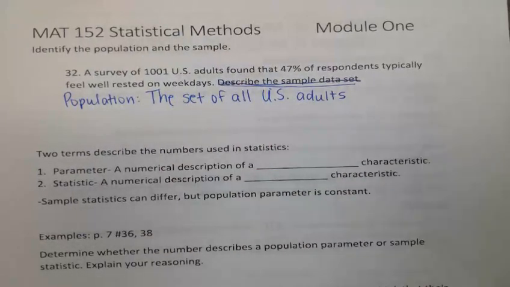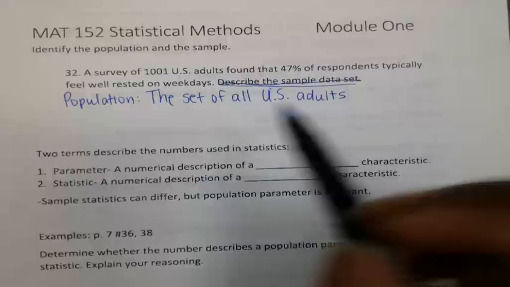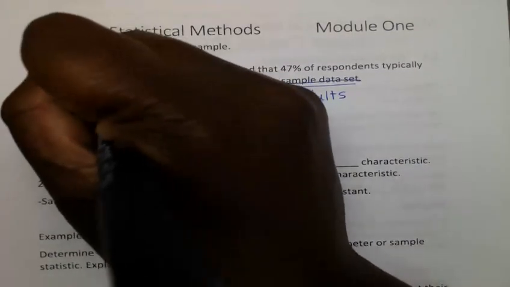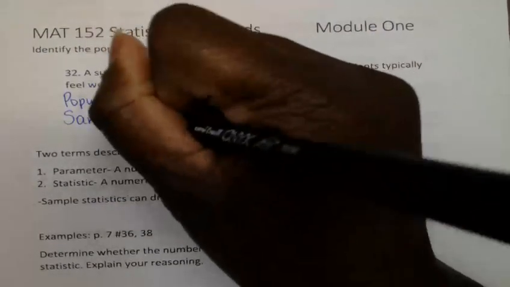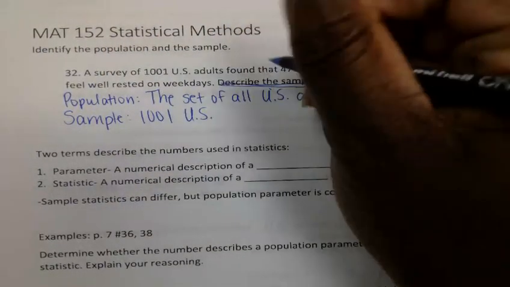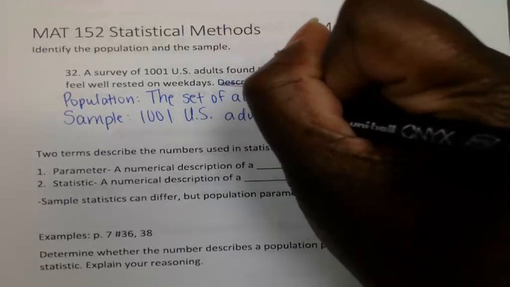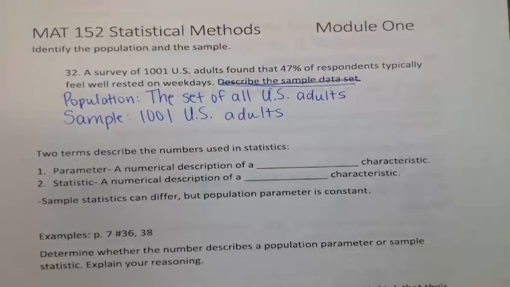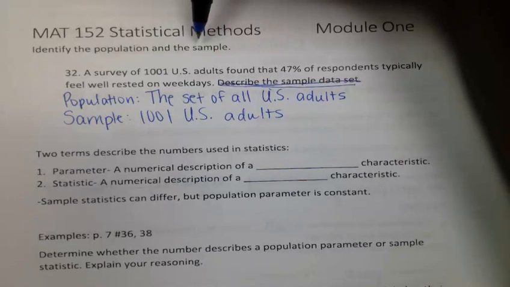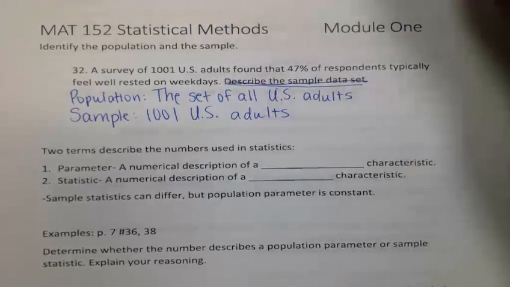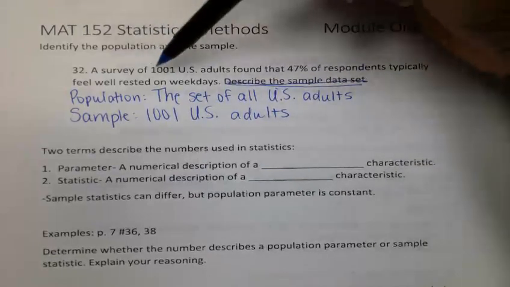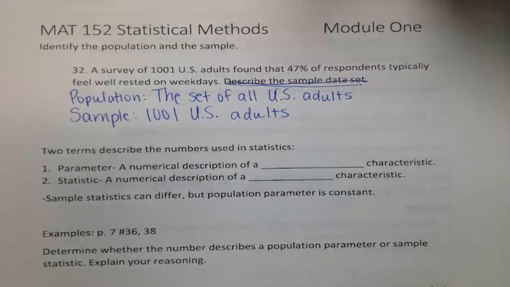So the population is, where did they pick these people from? They looked at all U.S. adults, and then how many did they pick? So the sample would be 1,001 U.S. adults. When we're dealing with population and sample, we're looking at how many. So this 47%, that's actually a statistic. This is just telling us how many did we survey in this one.